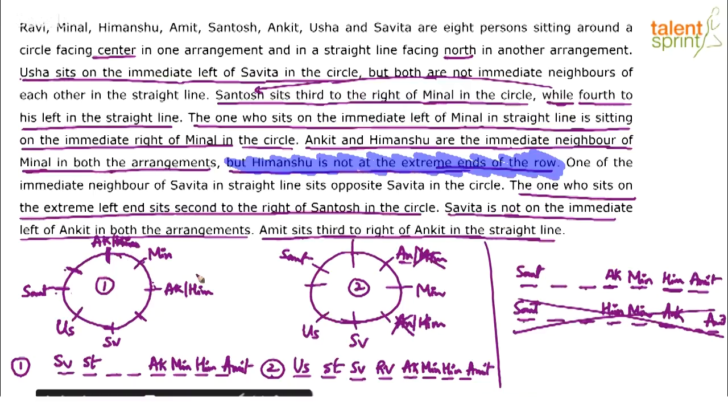So this Himanshu is closed here. Ankit cannot come here, like what we have done in the previous case. Remember, the one who sits on the immediate left of Minal in straight line, which is Ankit here, sits on the immediate right. Immediate right is Ankit.